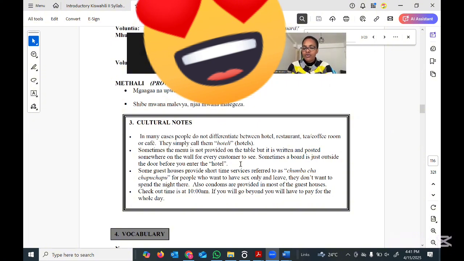Sometimes the menu is not provided on the table, but it is written and posted somewhere. Yani unaweza kuingia hoteli, you do not sit down and then wait for them to give you the menu. Sometimes some of the hotels will just write it somewhere on the board or outside. When you are entering, you see it at the door.